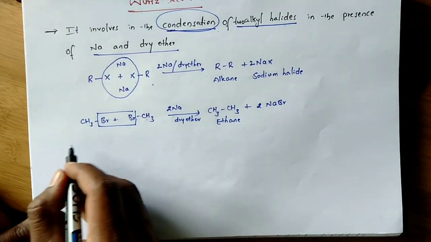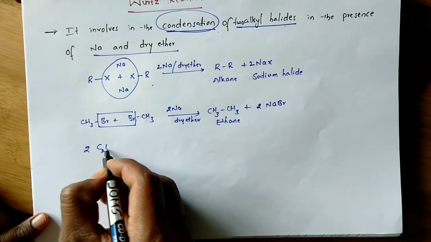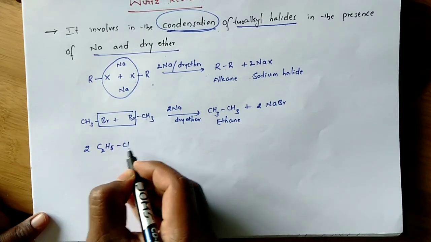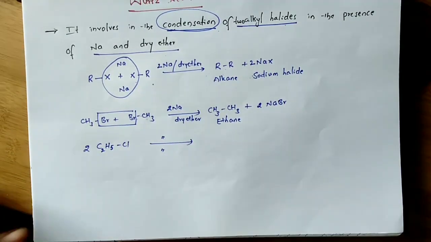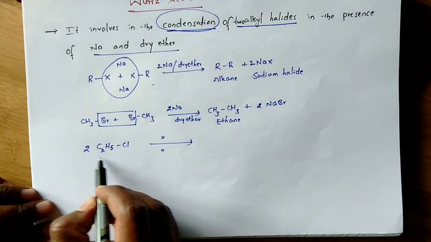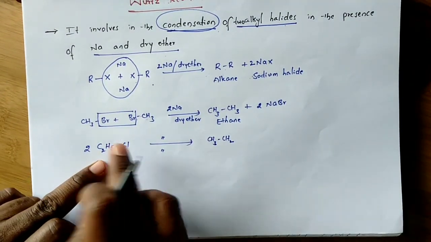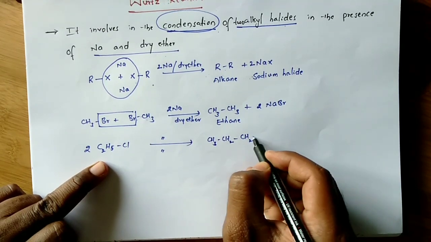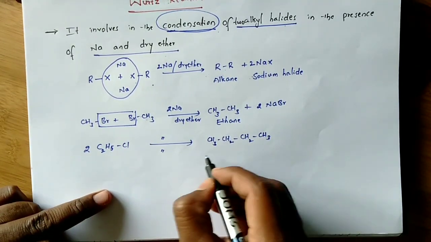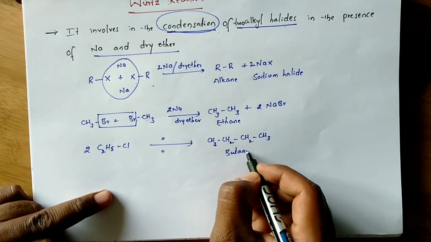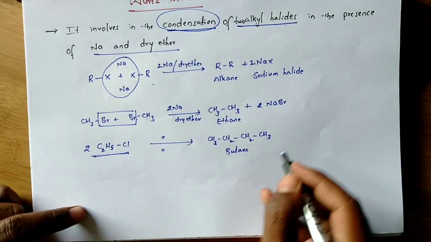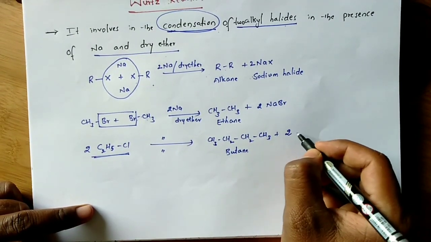If I take 2 moles of ethyl chloride in the presence of sodium and dry ether, what will we get? These two ethyl groups. How to write an ethyl group? This is the ethyl group. To this ethyl group, one more ethyl group will be condensed. Then this is butane. So if you take ethyl chloride, you will get butane and sodium chloride.